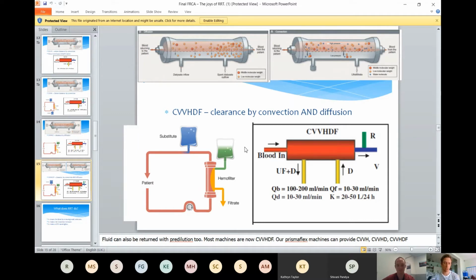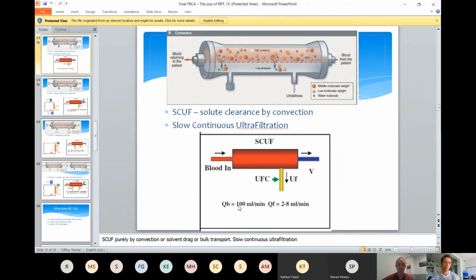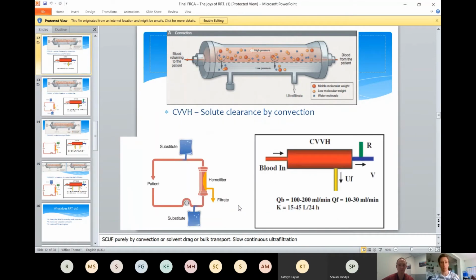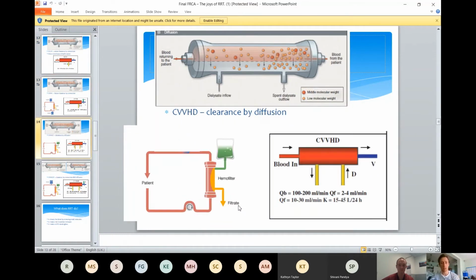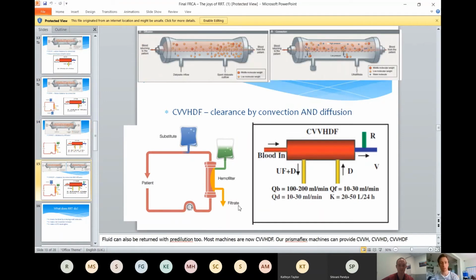Is that okay? Maybe that explains it a bit better. It is a really complicated concept, and honestly I don't know why they focus on it, but really it is kind of this evolution of, let's start with ultrafiltration, let's give some fluid back, let's add in dialysis to it, and then you end up with where we are now, this CVVHDF picture.